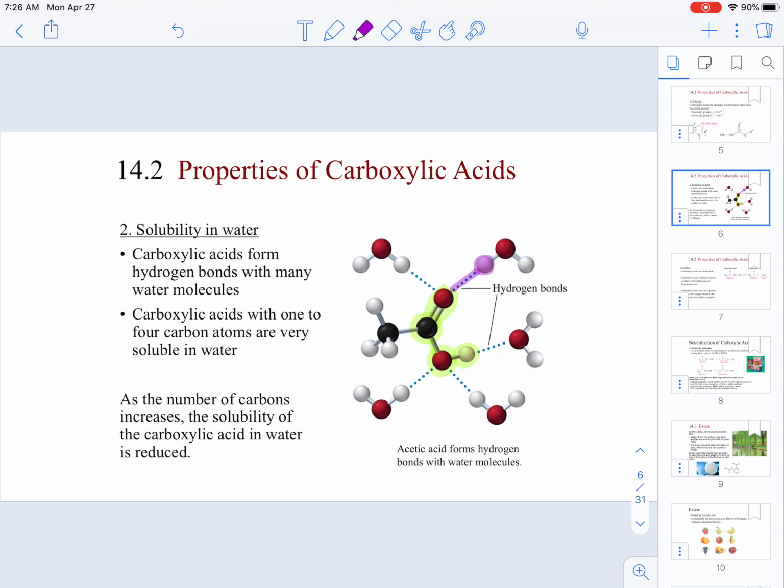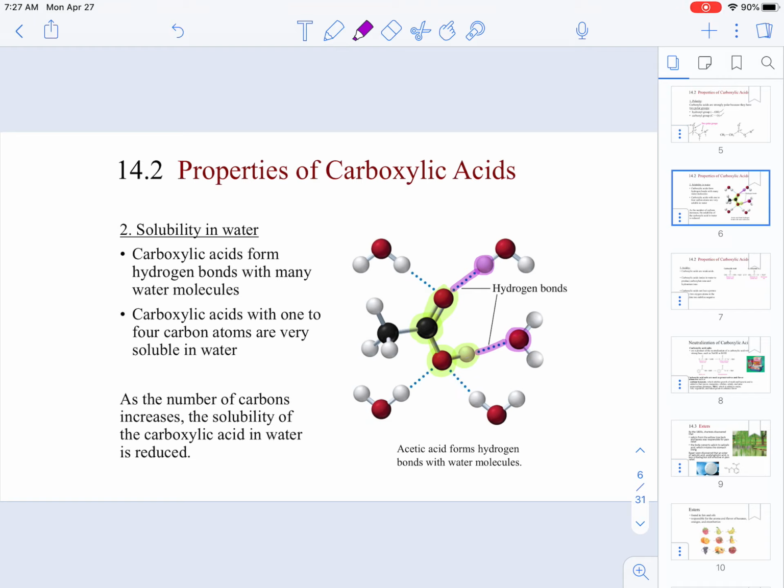And we can also observe how the oxygen in a water molecule can do hydrogen bonding events with the hydrogen in the OH portion of our carboxylic acids. Now, as we've seen previously in other functional groups, the number of carbons that is found in a carboxylic acid also will affect its solubility.